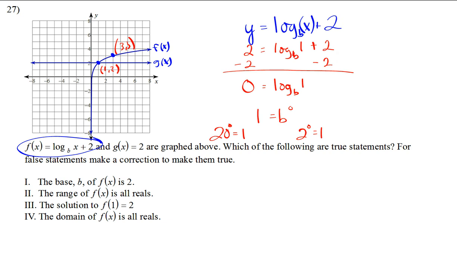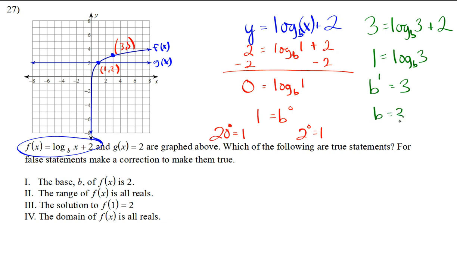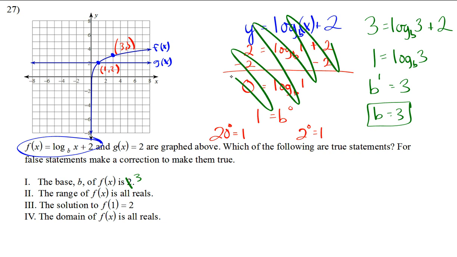Spoiler alert, it does. Now we're going to plug in 3 equals log base b of 3 plus 2. Subtract 2 from both sides, you get 1 equals log base b of 3. So b to the first power is equal to 3. So now what is b? b to the first power, that's just b. b is 3. Okay? So that's our base. The base is not 2, the base is 3. So all of this just shows you that the first point doesn't really benefit you, because it tells us what we already know, that any base could work for that point, since any base raised to the 0th power is 1, but not every base to the first power is 3. So that one was false. It should have been a 3.